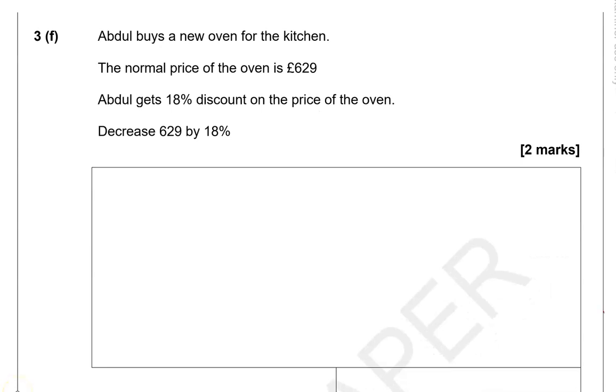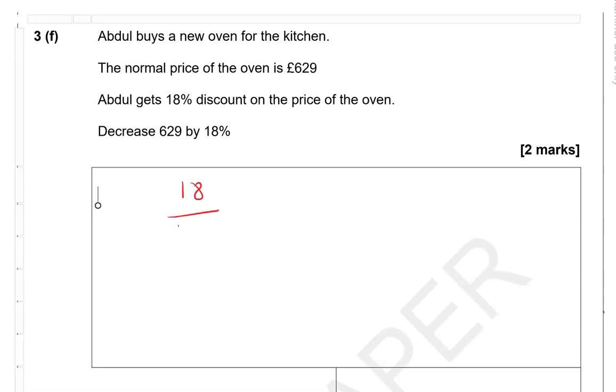Abdul buys a new oven for the kitchen. The normal price of the oven is £629. Abdul gets 18% discount on the price of the oven. Decrease 629 by 18%. So 18%, that is 18 out of 100, of the amount, which is 629.